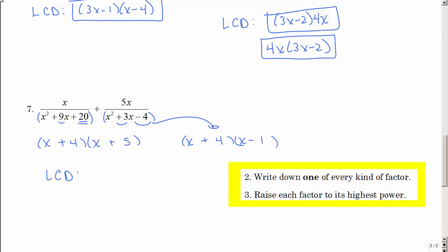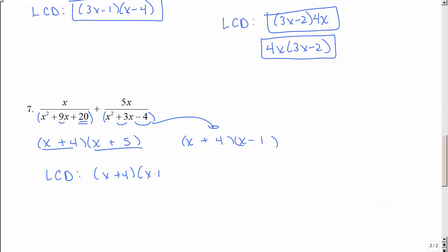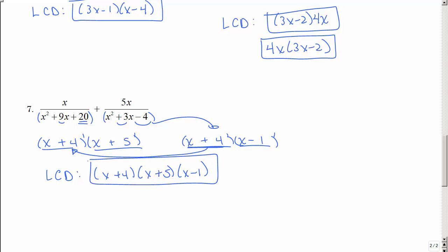Now what's my LCD? It says write down one of each kind of factor. So I have to have one of those, one of those. Now what about that? Ooh, that's the same, so I don't need to write it down again. Then I need an x minus 1. And then it says write down one of every kind of factor, raise it to the highest power. There's a 1, there's a 1, there's a 1, there's a 1. So those are all to the first power. And that is your least common denominator. In subsequent lessons, we'll be doing more with those least common denominators.